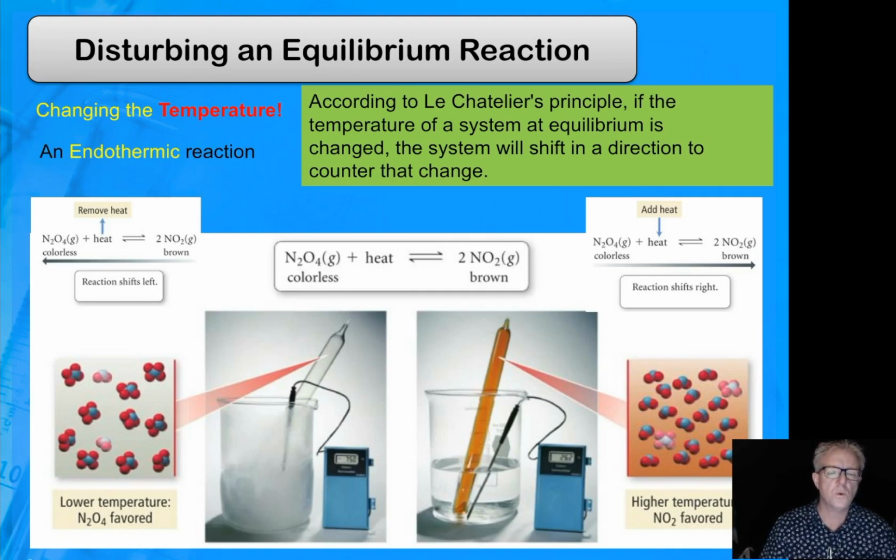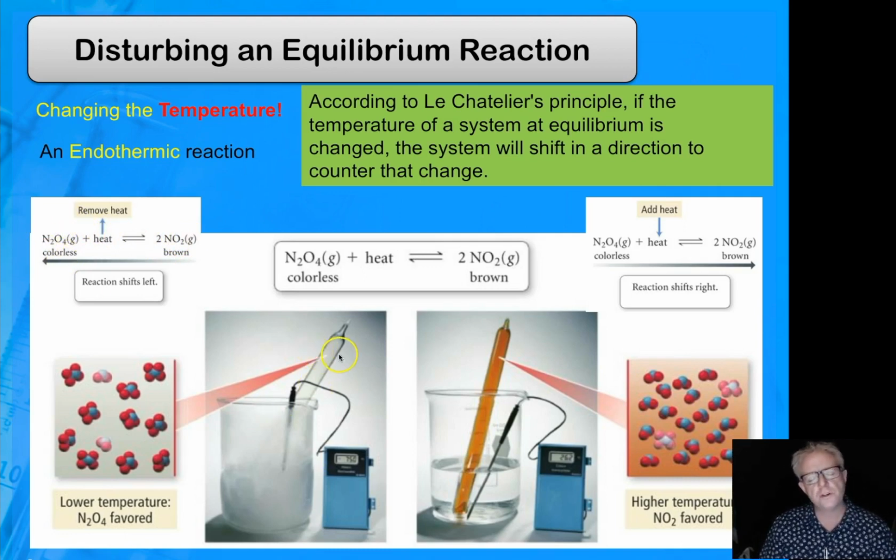So what would you see macroscopically in the beaker? Well, you would see the intensity of the brown decrease because its concentration is getting lower and becoming colorless. And we can see that in the picture here, that when the vial is placed in a container with dry ice, it's cooling it down, which therefore removes heat. That causes the reaction to shift towards the left, and then we see a colorless gas inside there.